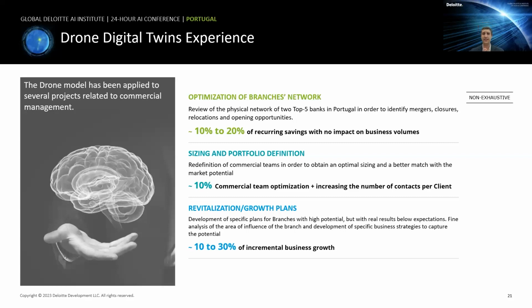And finally, the revitalization growth plans, which go back to the matrix I was talking about. If I have a micro market or a branch or a point of sale where I identify there's huge potential and the real volume at the moment is low, there's a gap there. I can see for each client segment, each profession, each age group, each type of company, where I am underperforming, and then build a tailored strategy for that specific group. And we have seen, in a period of 9 to 12 months, 10 to 30% incremental business growth in these markets.